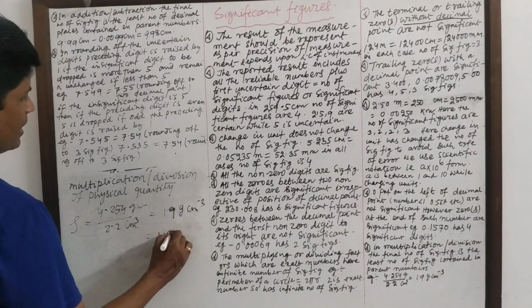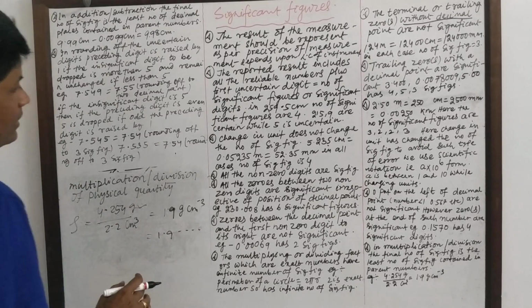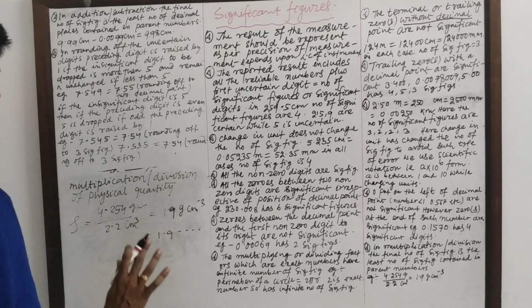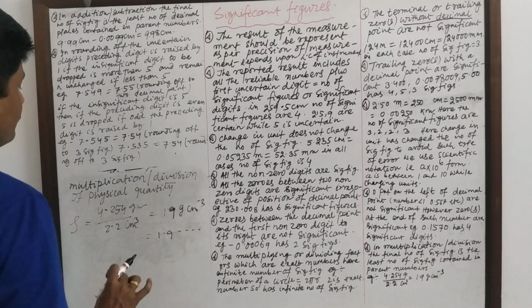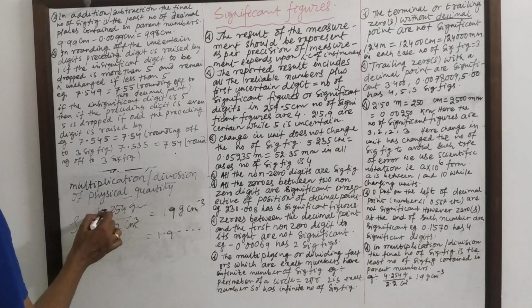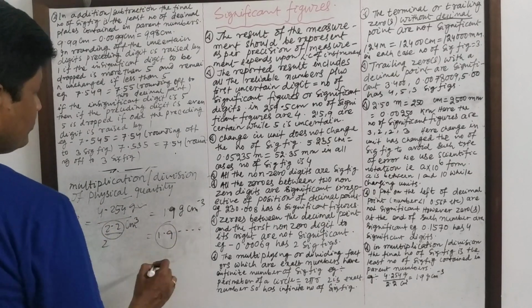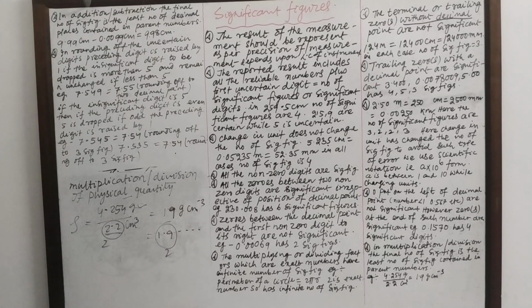This would be 1.9 something, but we have to count it. In order to get the final result, if we count the number of significant figures in multiplication or division, the physical quantity has the least number of significant figures. Here the significant figures are 1, 2, 3, 4, and here in between these two physical quantities, the least number of significant figures is 2. So in the result it should be 2 significant figures.